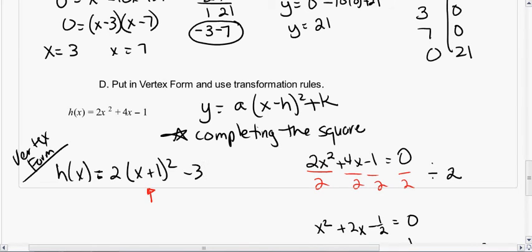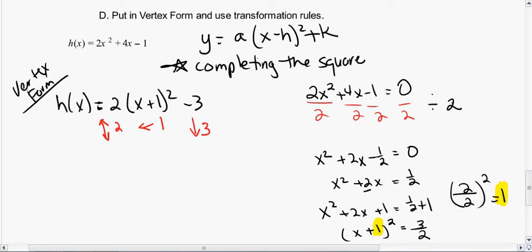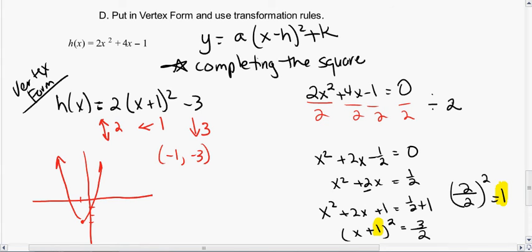one thing that happened was that it was moved to the left 1. Another thing that happened was that it was moved down 3. A third thing that happened was that it was stretched vertically by a factor of 2. So that means that it's going to be a little bit more closed up. Let's make a quick sketch. So the vertex is now at (-1, -3). And it's going to be a little bit more closed. And there's our sketch.